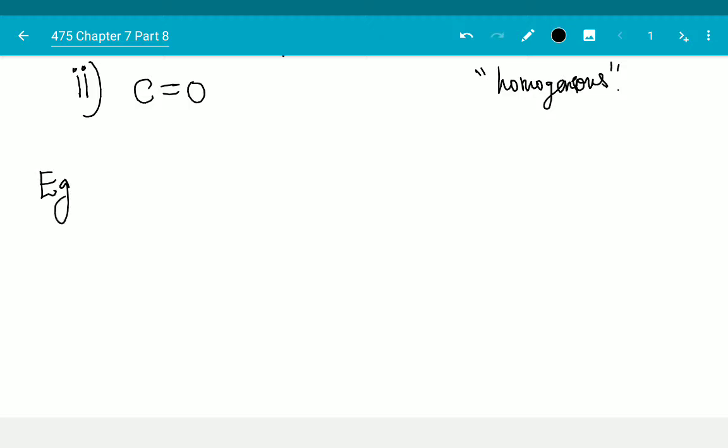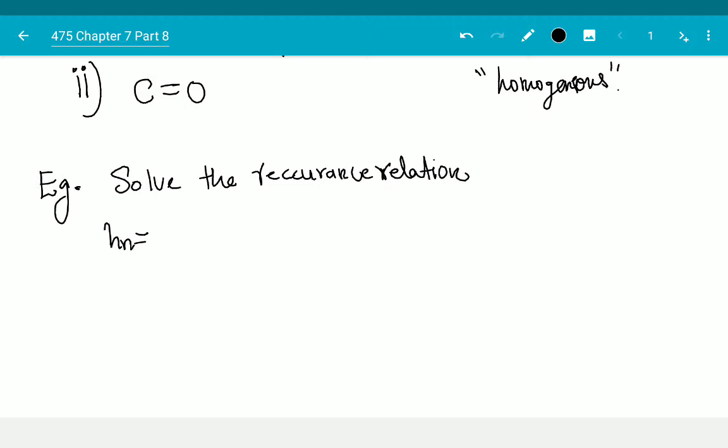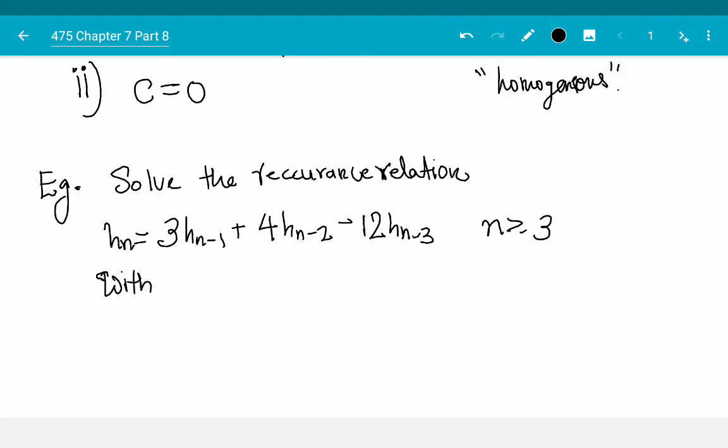Example, we want to solve the recurrence relation h of n is equal to 3 h of n minus 1 plus 4 h of n minus 2 minus 12 h of n minus 3 for n greater than or equal to 3, with h of 0 is equal to 5, h of 1 is equal to negative 11, and h of 2 is equal to 15.